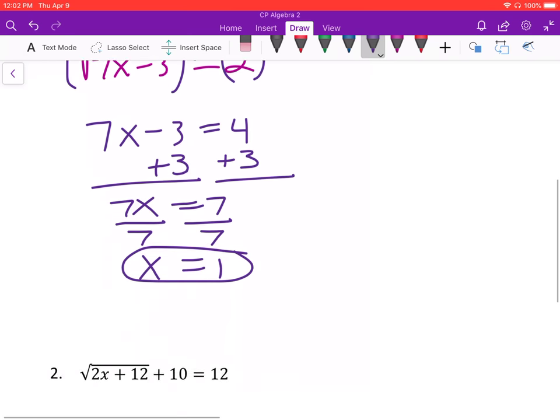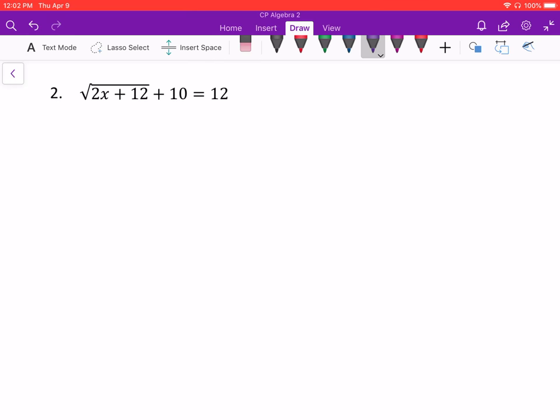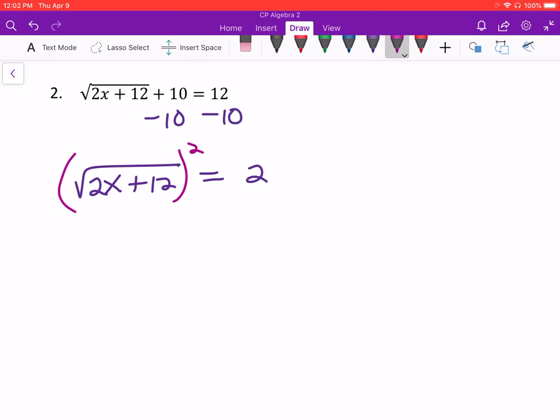All right, second example, very similar. We're going to start by moving that 10 to the other side of the equation, and I'm left with the square root of 2x plus 12 equals 2. I'm ready to square each side now, and I'm left with 2x plus 12 equals 4.